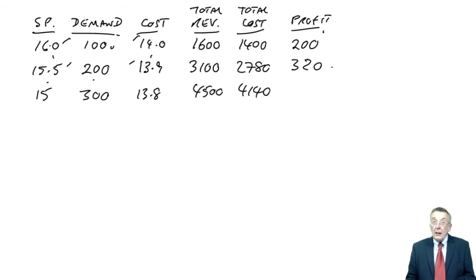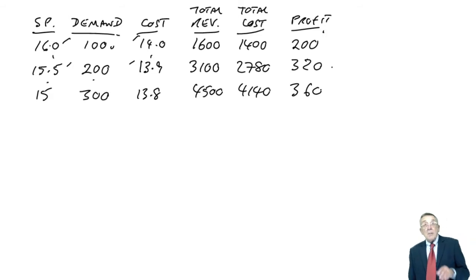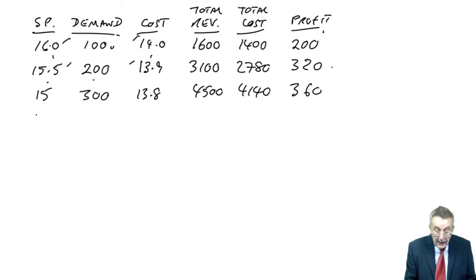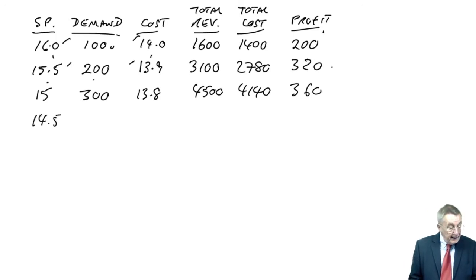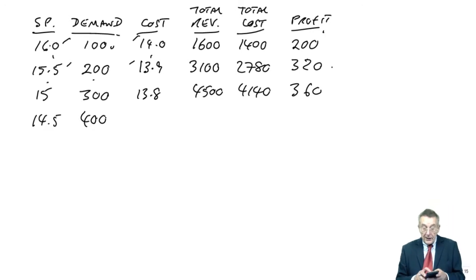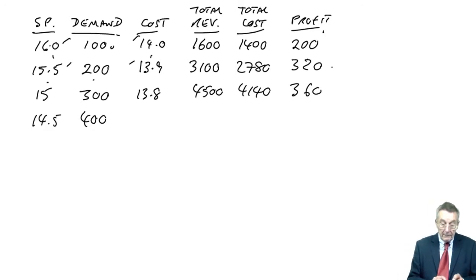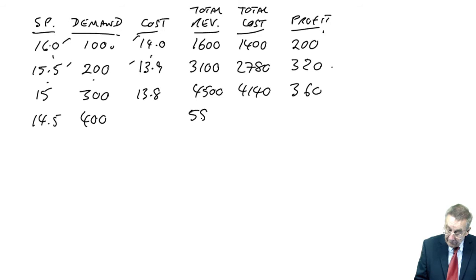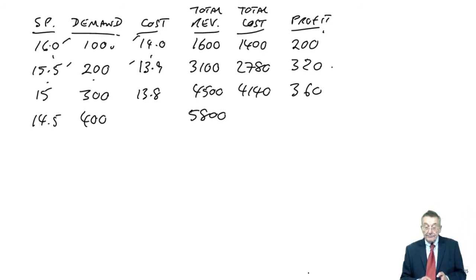4,140. And more importantly, what happens to the profit? 360. And again, I won't bother checking, but the profit per unit is in fact lower than before, but it's worth making less profit per unit because we're selling a lot more units. Drop again to 14.5, and we'll sell 400, so the total revenue $5,800.